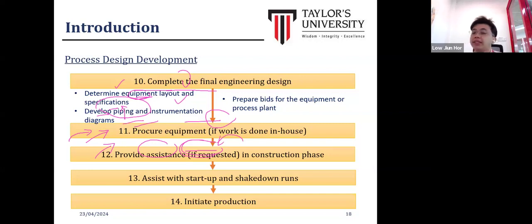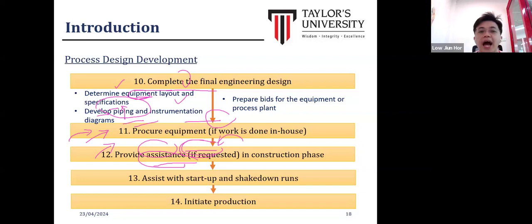If, let's say, the process cannot be operated, then we need to figure out what actually happened with our design. Then we may need to revise the design or the system a bit before we can officially use the chemical plant to produce our product and supply it to the market.